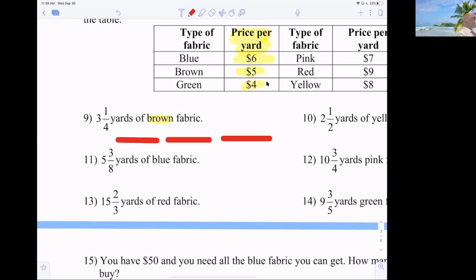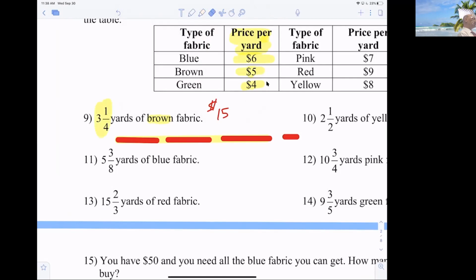Right. Now, do we have a full yard? No, we have 1/4 of a yard. So now, if I said to you 3 yards, how did you know it was $15? What did I do? How did I know it was $15? 5 times 3. Yay, 5 times 3. So now we need more than 3. We need 3 1/4.